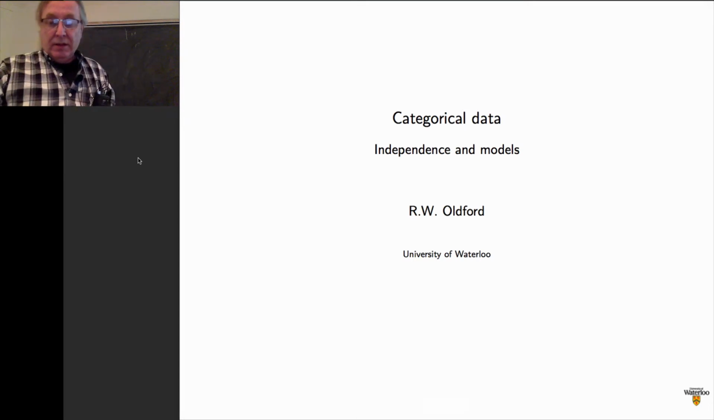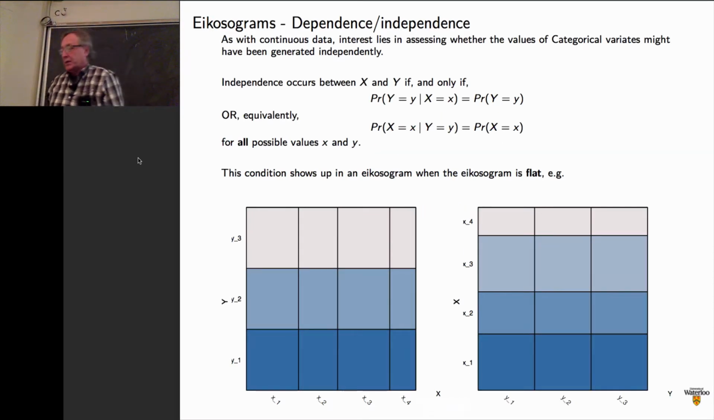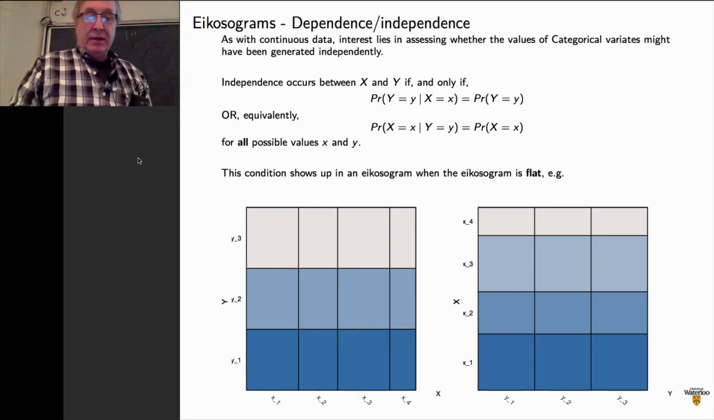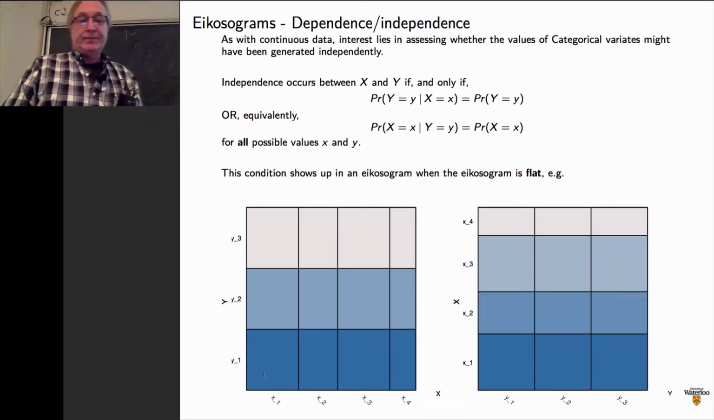So let's just look at this Eikosogram. Remember when we were introducing it, one of the interesting things was that flatness kind of indicated independence. And so just to remind you again, we have here cross-classified data, 4 values of the x or horizontal in this case, and 3 values for y. The width of the bar at the bottom is the marginal probability of that value of x. And the height of any bar within that group is going to be the conditional probability of that value of y given that value of x.